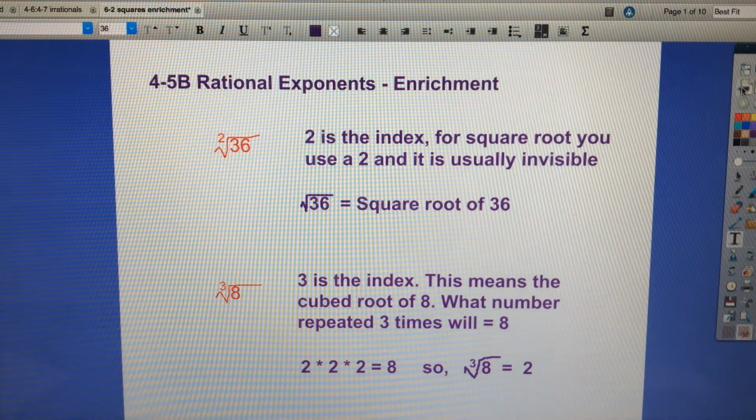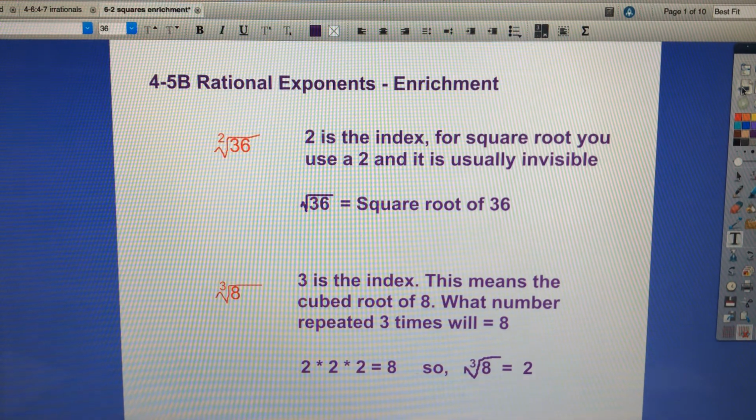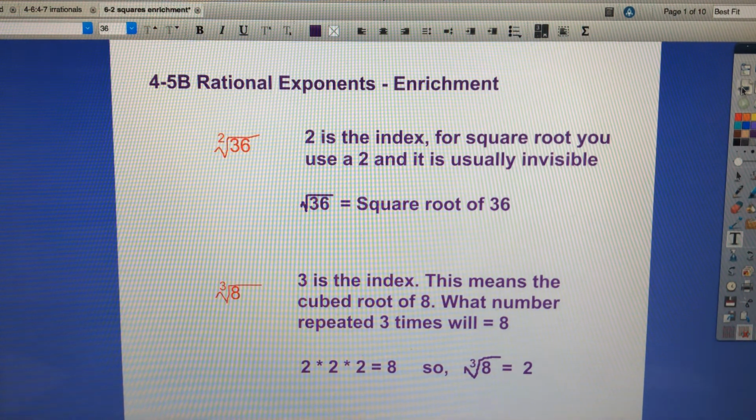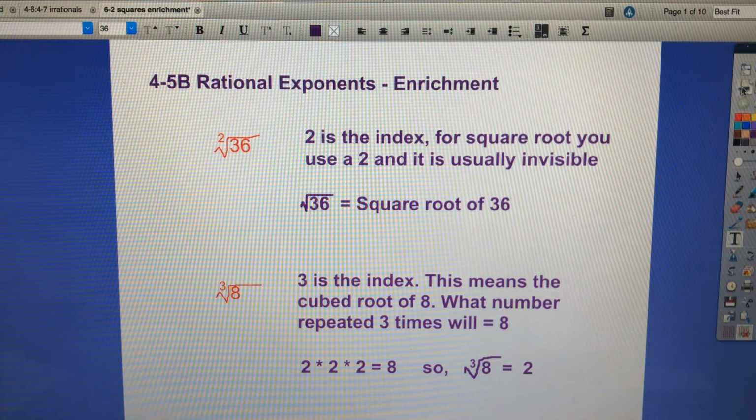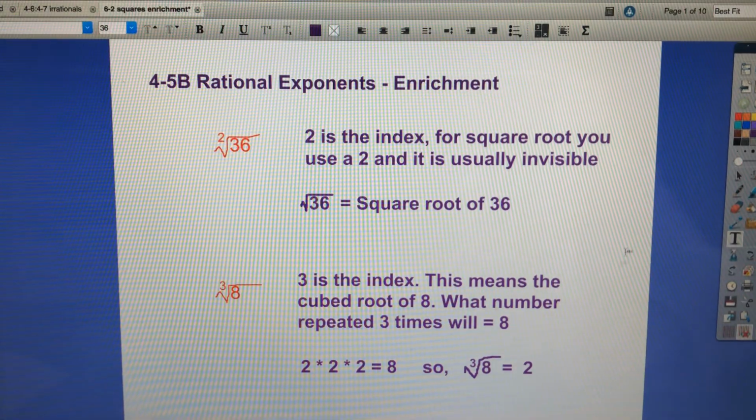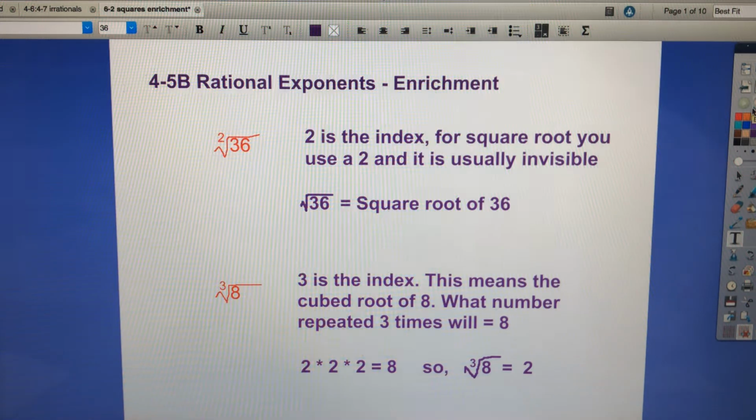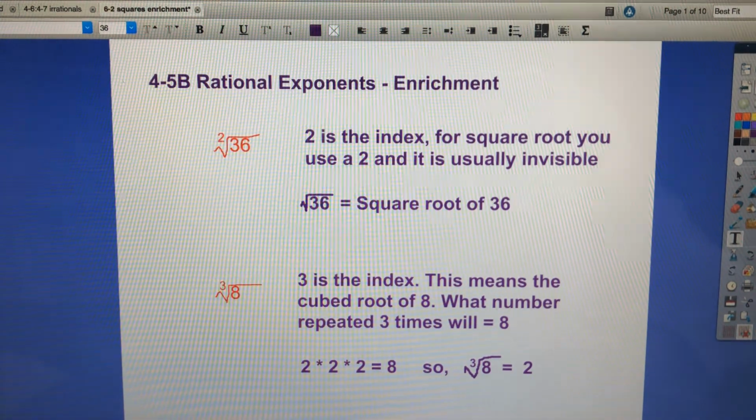If I look at rational exponents, normally I have 2 as the index for a square root. You use a 2, it's usually invisible, square root of 36. But what if I have 3 as my index? My index, remember, is right here, right outside the radical sign. This means the cubed root of 8. What number repeated 3 times will equal 8? 2 times 2 times 2 equals 8, so the cubed root of 8 equals 2.